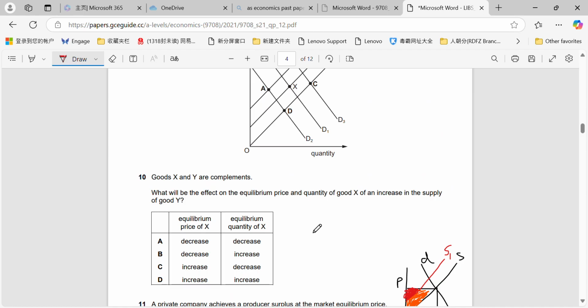Okay, good X and good Y are complements. What would be the effect on the equilibrium price and quantity of good X of an increase in the supply of good Y? Okay, so let's do good Y first. Good Y here is going to have an increase in their supply. So good Y is going to look something like this.